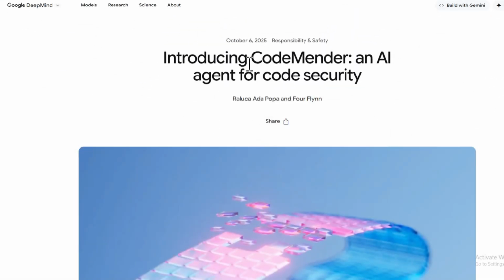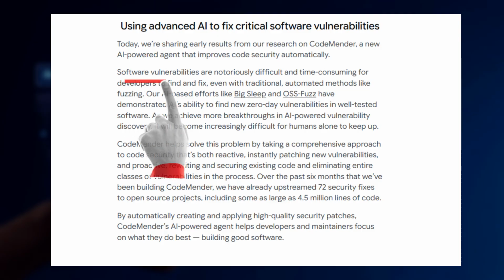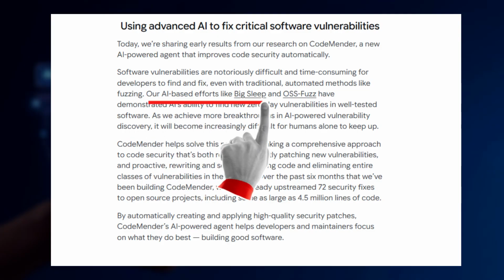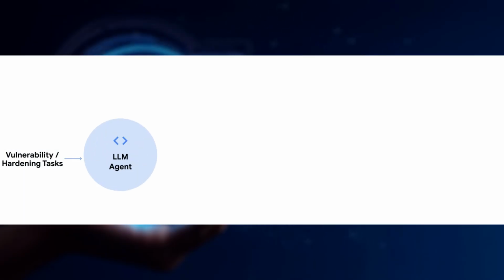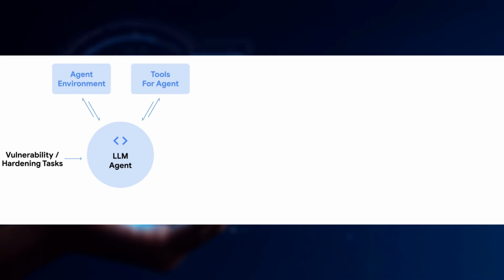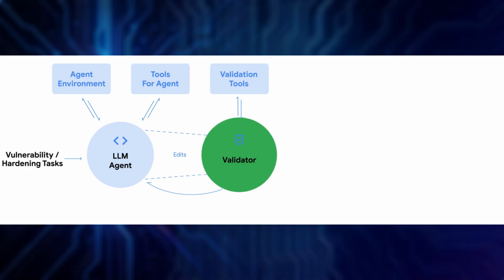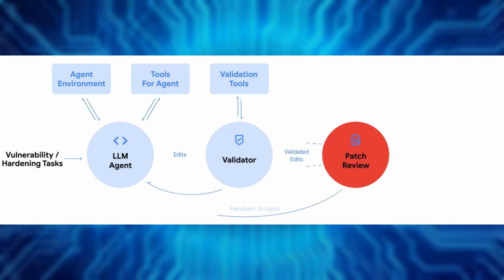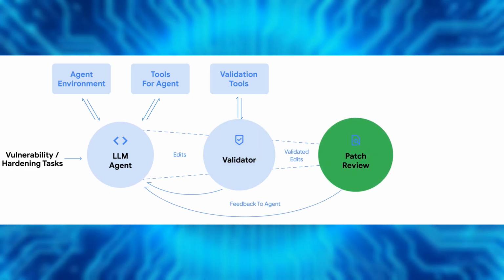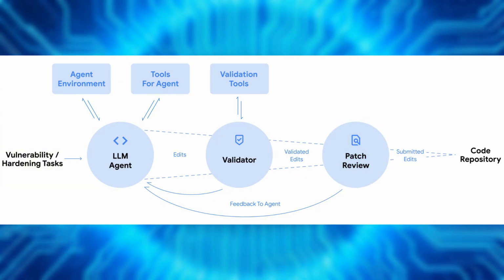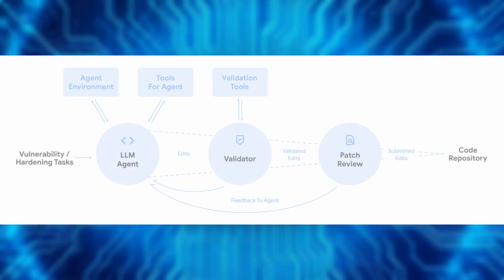Google DeepMind CodeMender, autonomous vuln hunter, patch fixer. An agent that scans code for vulnerabilities, proposes patches, validates, retries, and hands a clean patch for human review. Powerful, and a reminder that strong fixers can also be strong breakers. Expect careful access and guardrails.